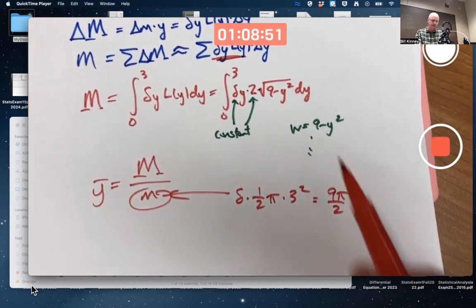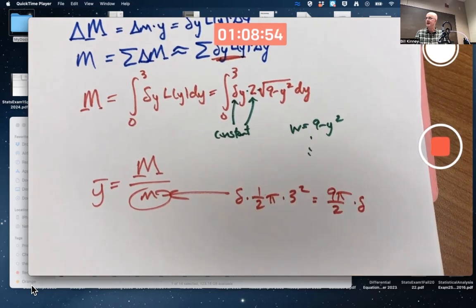Okay? This integral is not as hard as it looks. It could be done.